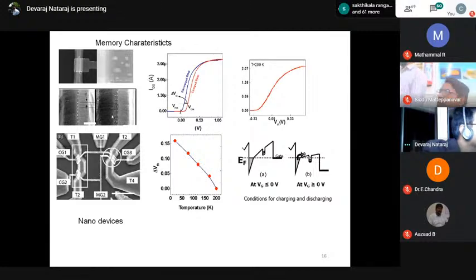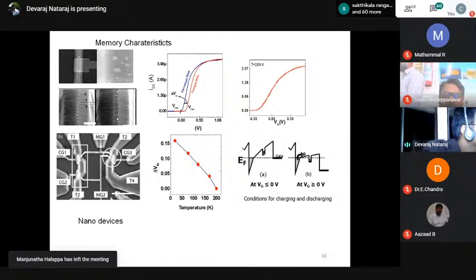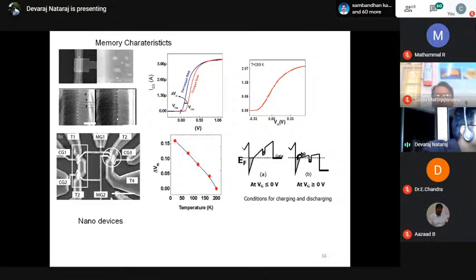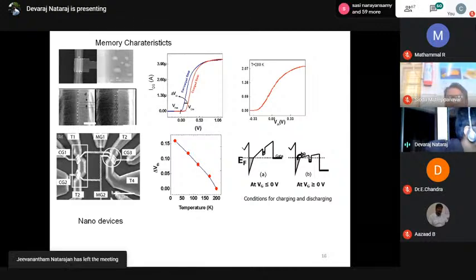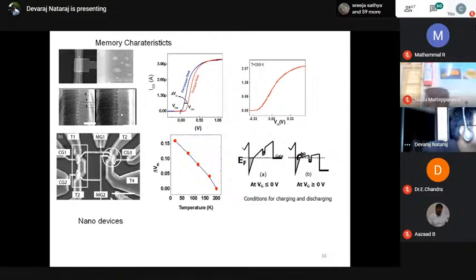If you use these structures for memory operations, you can have precise control on the electron numbers. So that is also possible. But for that, one has to work very precisely and accurately with dedicated time.